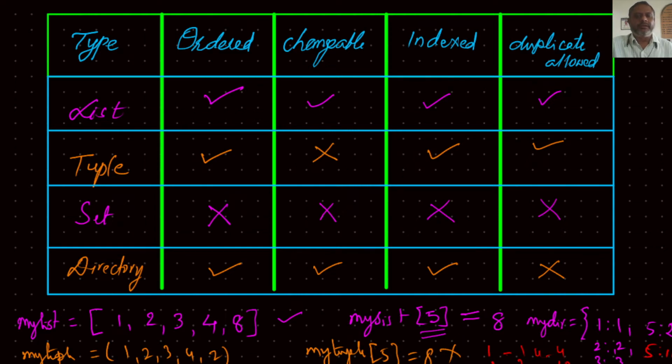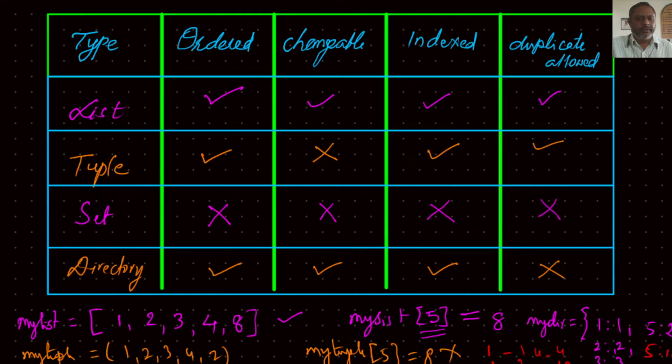As mentioned, yes, it is ordered. Then it's indexed. Duplicates are allowed. So 2 is repeated, and yes, in both the cases it is allowed. So what is different? It says this list is changeable but not tuple. So what do you mean by that?